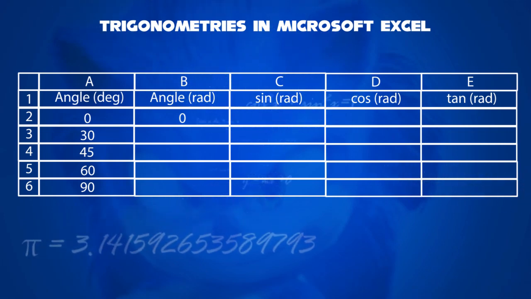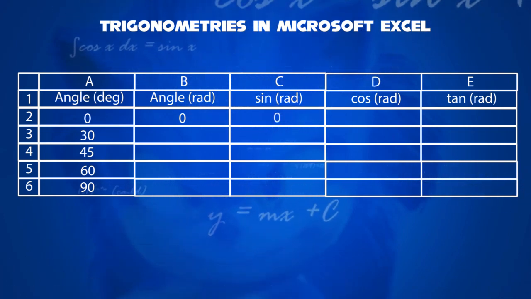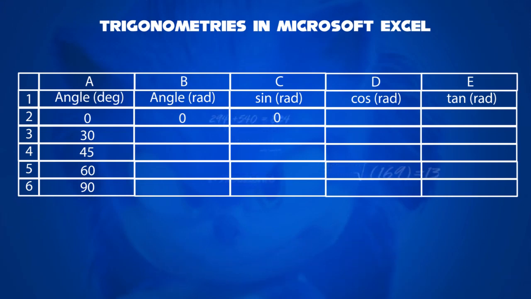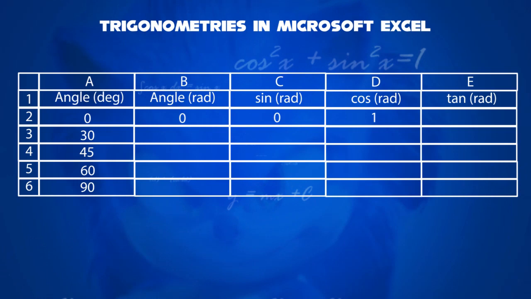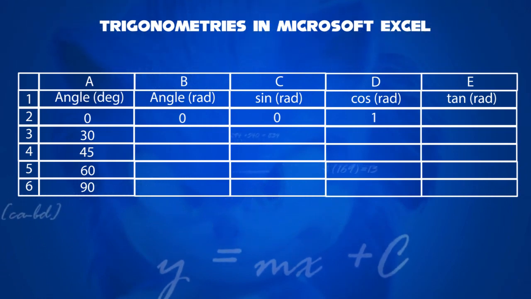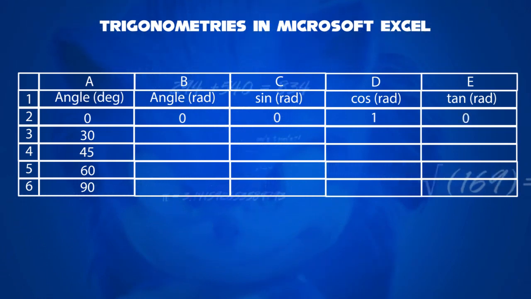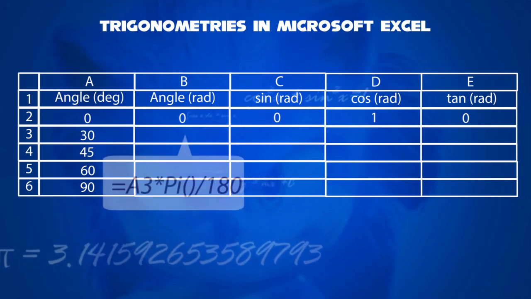At the third column, we have to write the sine value, that is sine of 0 is 0. Fourth column, we have to write the cosine value, that is cosine of 0 is 1. And fifth column, we have to write the tan value, that is tan 0 is 0.